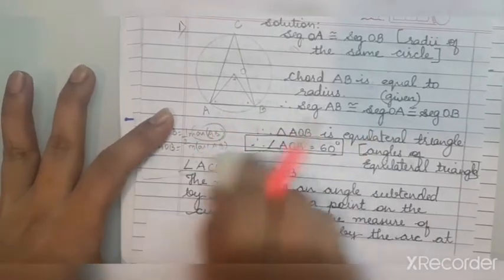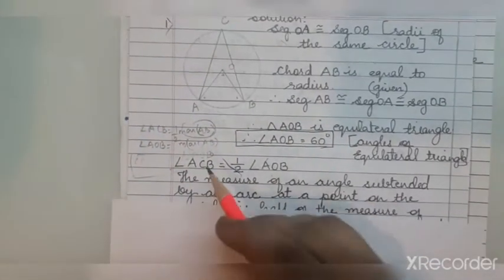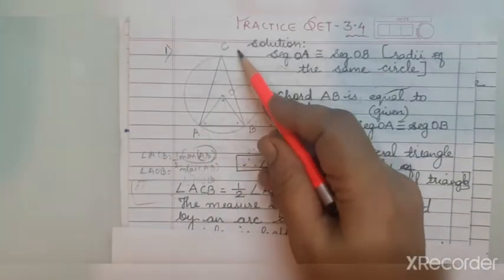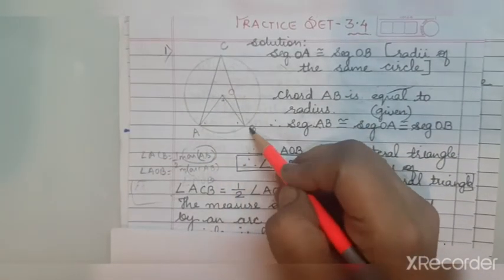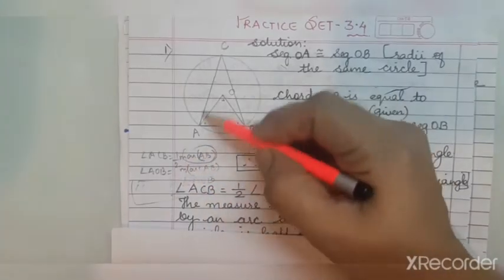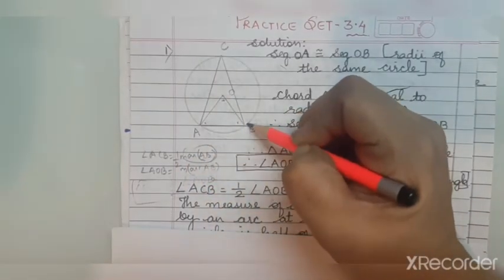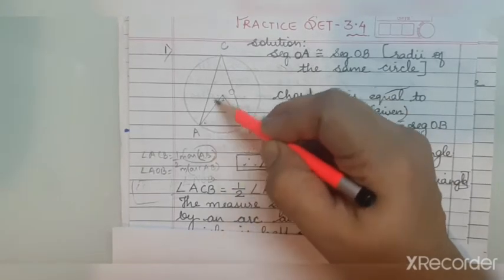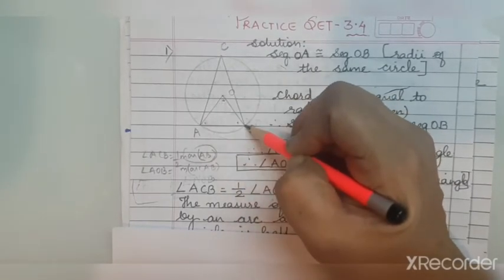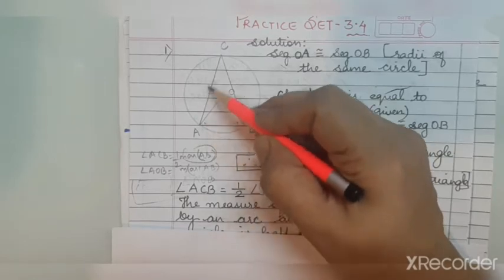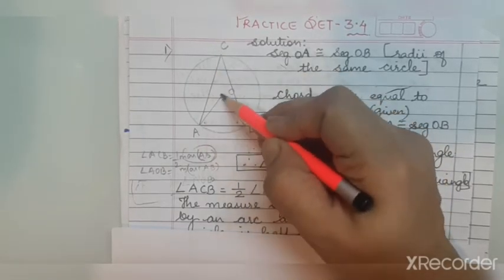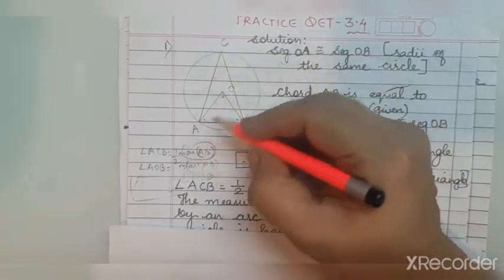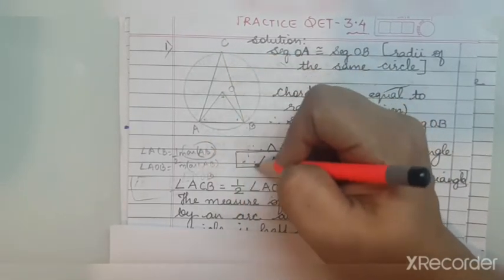I hope you can see now, angle ACB is half of AOB. I explained why: because ACB is half of arc AB and angle AOB is congruent to arc AB. So wherever there is AB, we can put angle AOB. Therefore angle ACB is half of angle AOB. So always remember, this inscribed angle is half of the central angle.